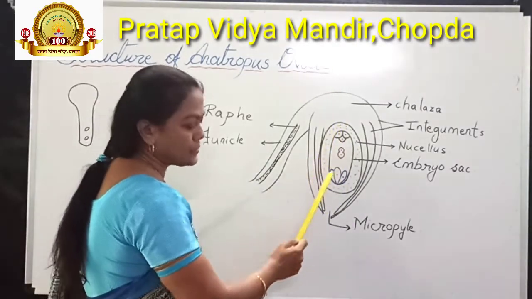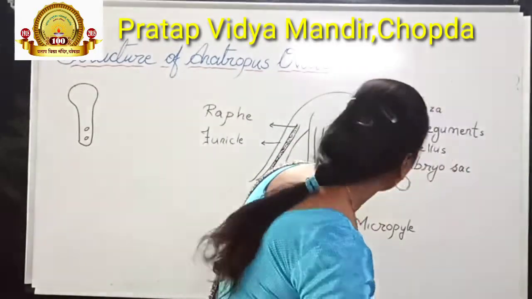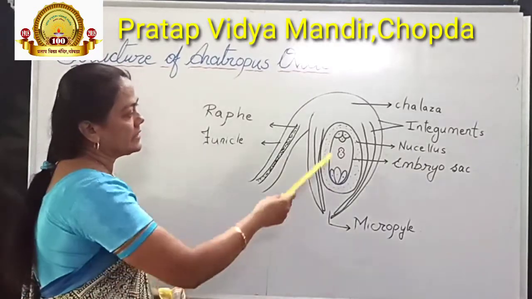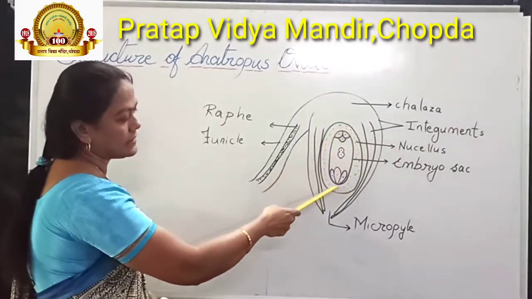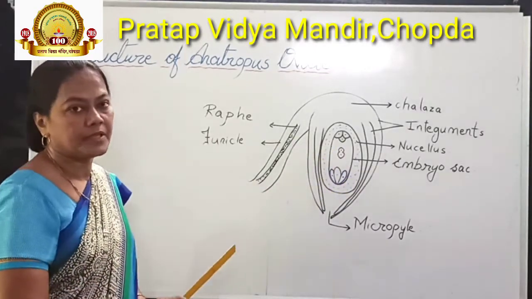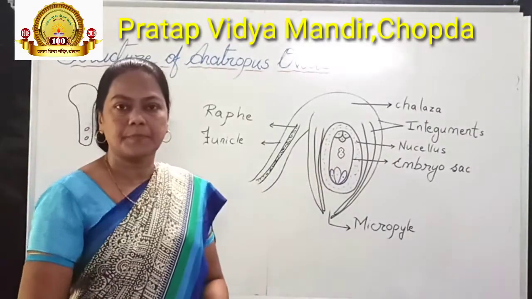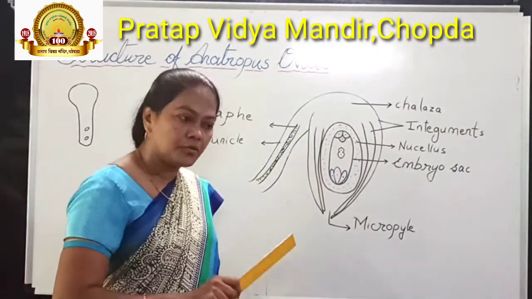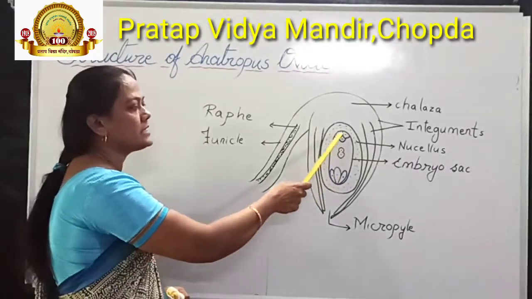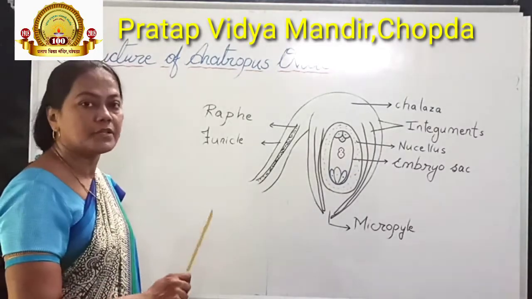Outside the embryo sac, nucellus is present. The nucellus has parenchymatous cells, and from the nucellus this embryo sac is formed. One of the parenchymatous cells of the nucellus divides and redivides and forms this embryo sac, that is the 7-cell 8-nucleated structure.